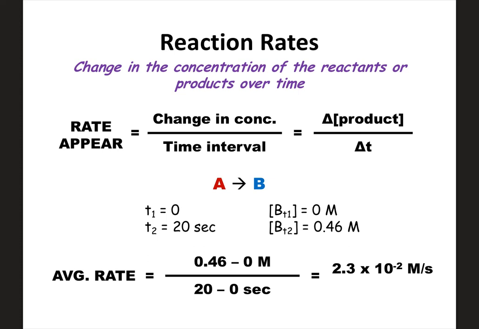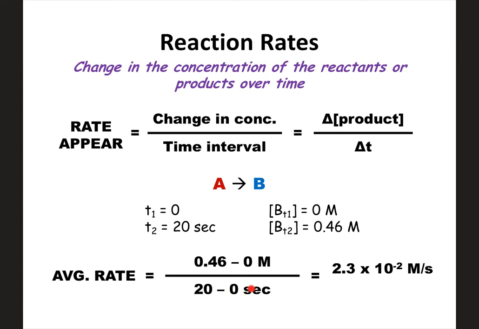So if we wanted to find the average rate here, it's an average rate. We just take the change in concentration of the product over the change in time. So we ended with 0.46 molar. We started with 0 molar. So you'd subtract those to get your change in concentration.